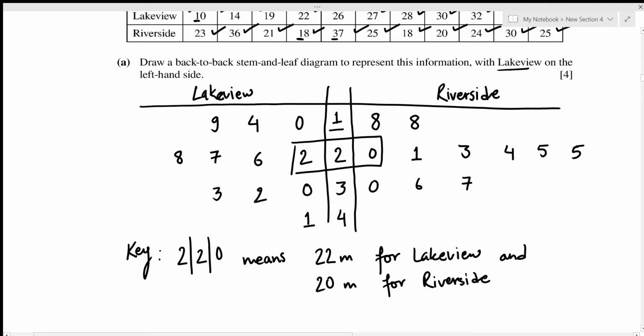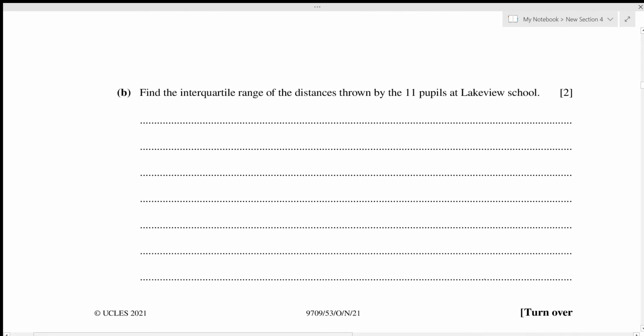Alright, let's move on to the second part. So we need to find the interquartile range. And the interquartile range is just going to be the upper quartile, which is the Q3, minus the lower quartile, which is the Q1.